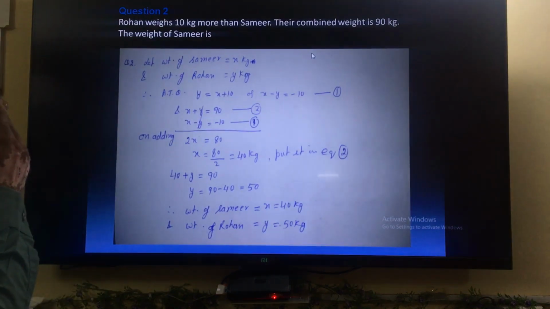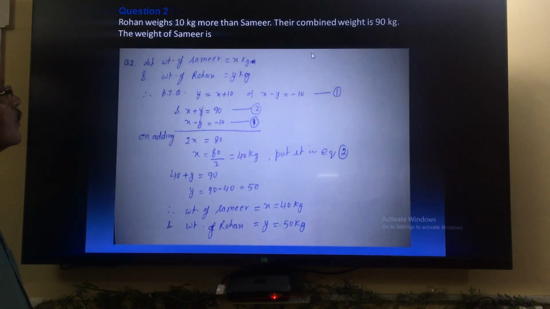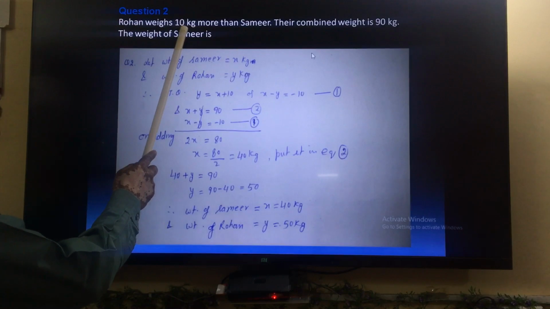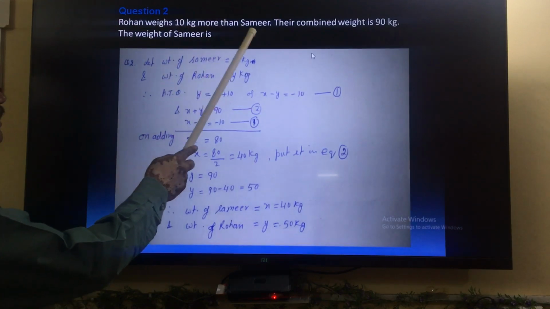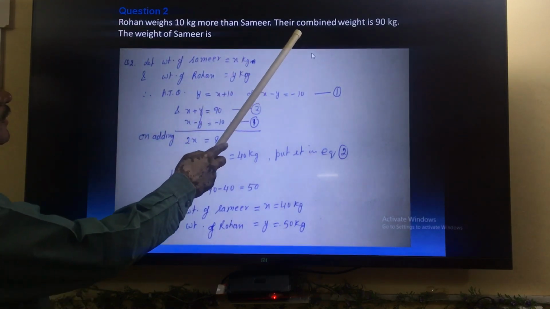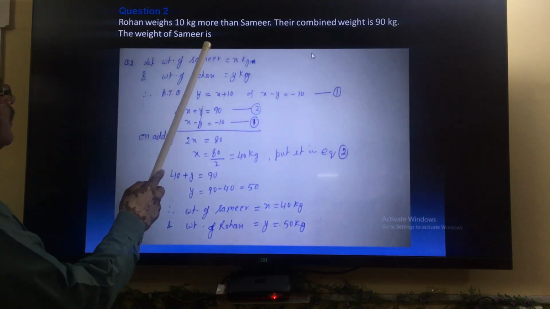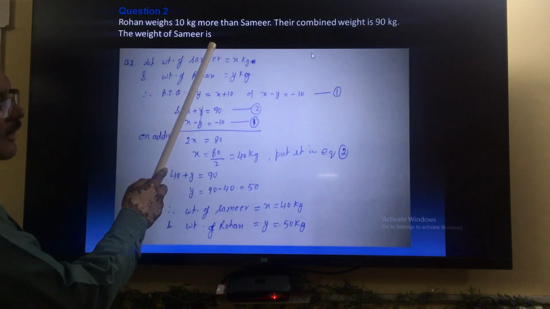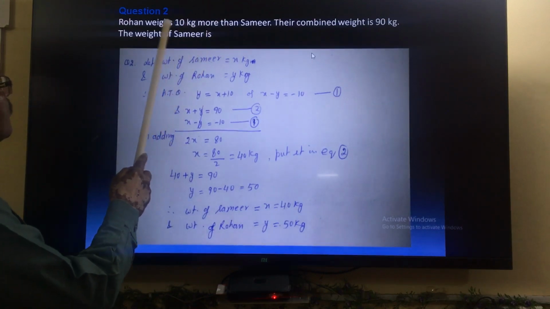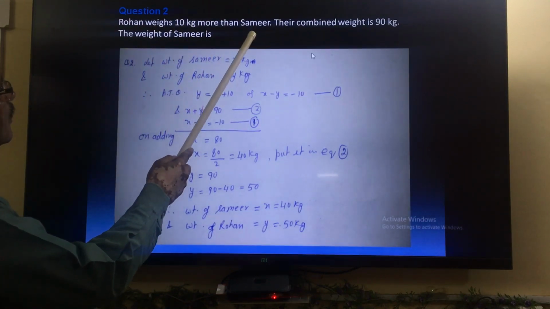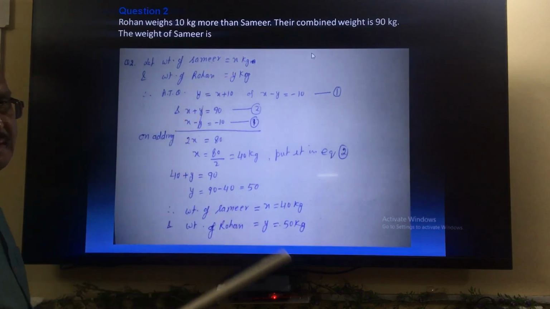Now you see question number 2. The second question was, Rohan's weight is 10 kg more than Samir's. Their combined weight is 90 kg. The weight of Samir is? So we have to find out the weight of Samir here. Because there are two people, one is Rohan, other one is Samir, we will suppose their weights.